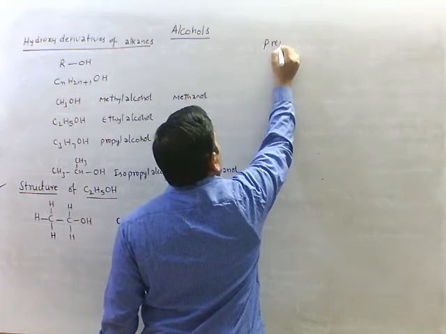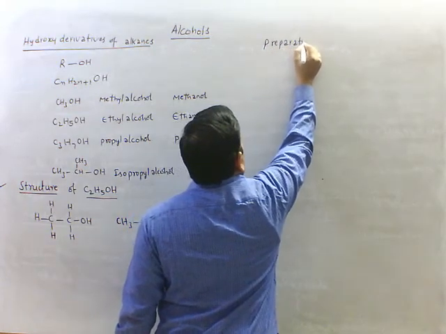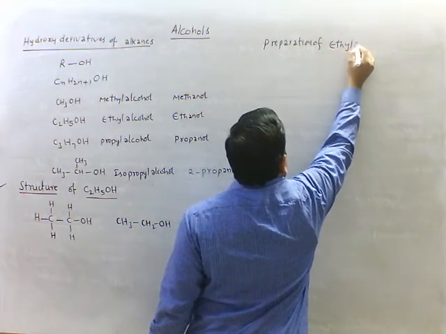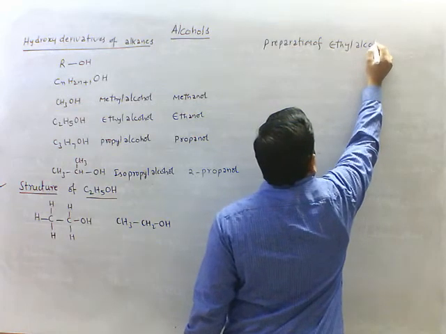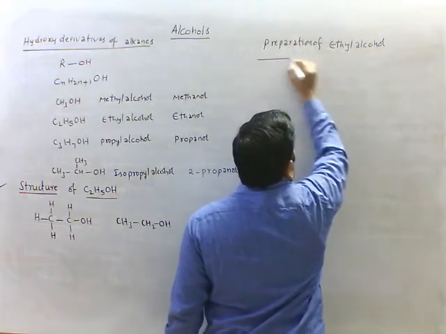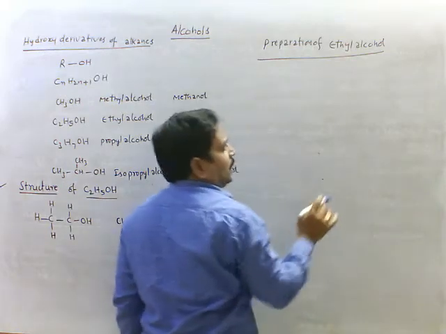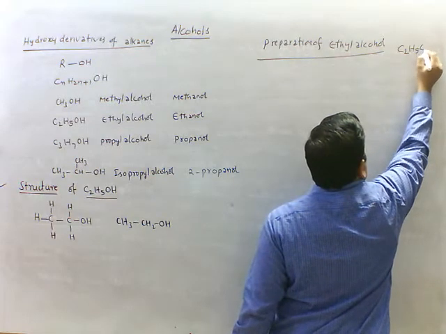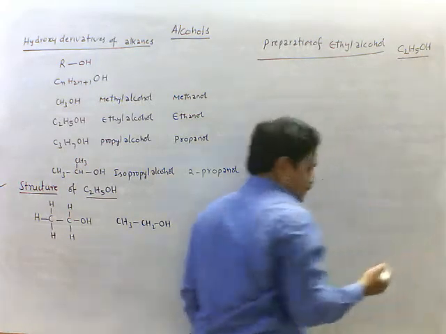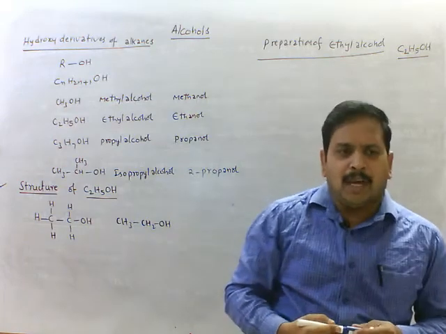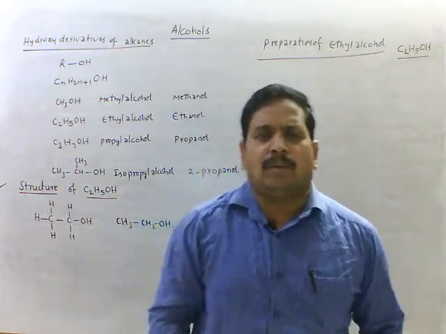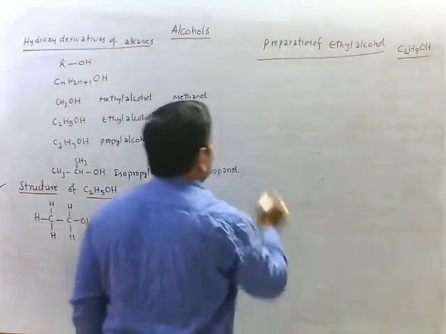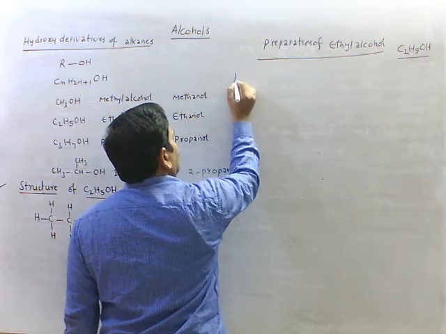Preparation of ethyl alcohol. See, ethyl alcohol formula is C2H5OH. In the laboratory, we can obtain ethyl alcohol from hydrolysis of alkyl halides. See, the first one is a laboratory method.